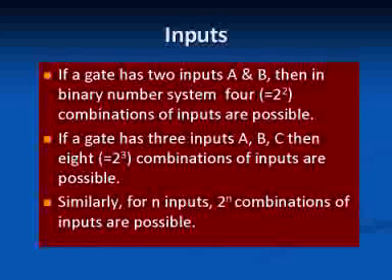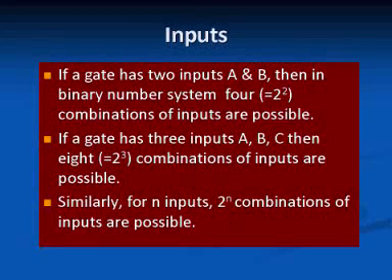If a gate has two inputs A and B, then in binary number system 2 raised to power 2, that is 4 distinct combinations of inputs are possible. For 3 inputs gate 2 raised to power 3, that is 8 combinations of inputs are possible. Similarly, for n inputs 2 raised to power n combinations of inputs are possible.